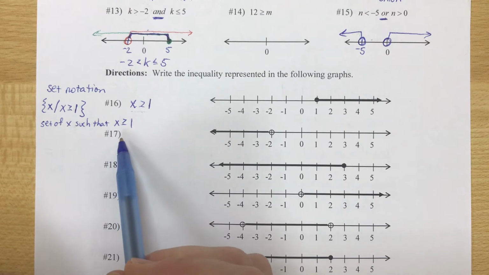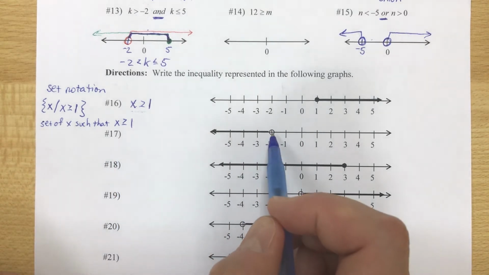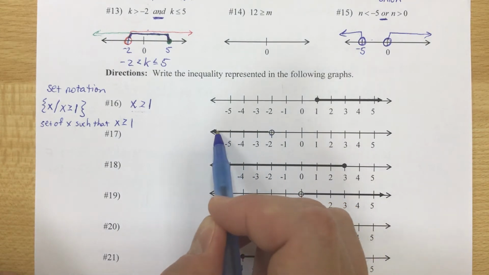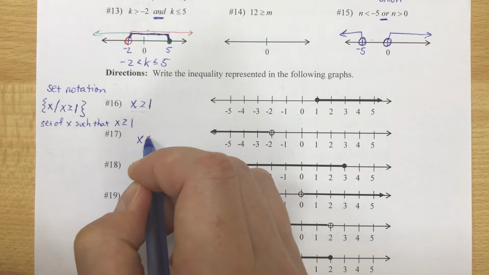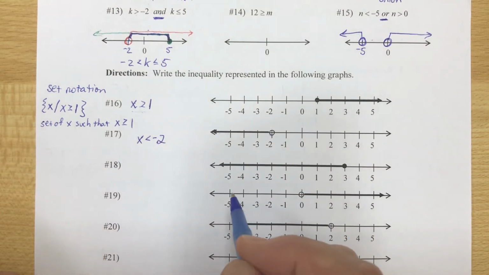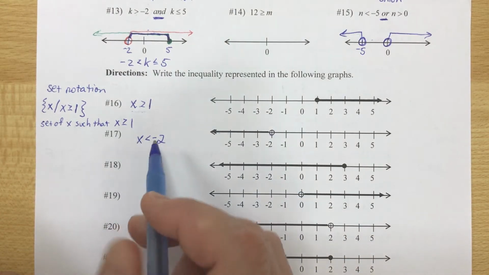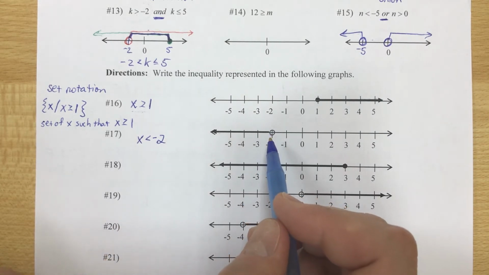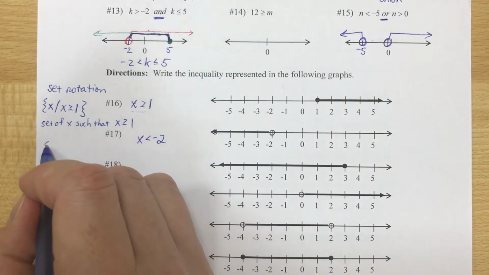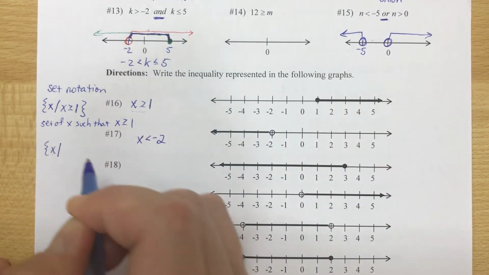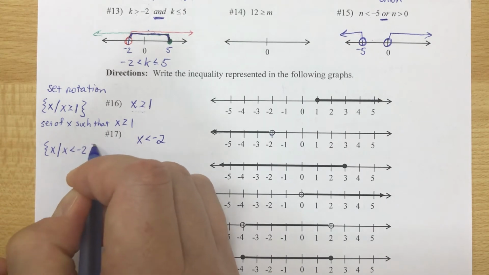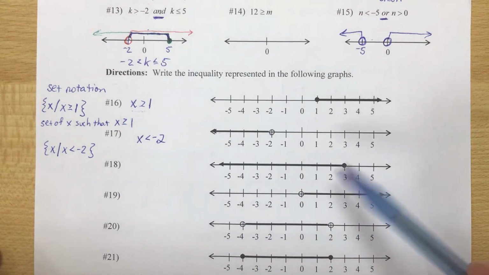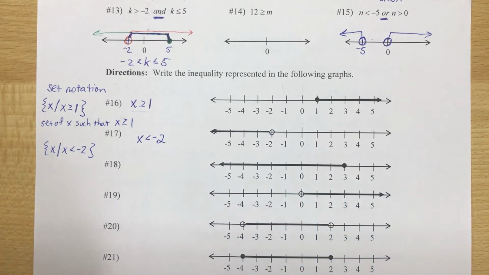All right, let's do some examples here. 17, open circle at -2, and notice that we're shading to the left. So this would be x less than -2. Less than goes to the left. Now we don't put the equal to because it is an open circle that is not part of the solution. Or the set notation, the set of x's such that x is less than -2. Go ahead and pause and do as many of these as you can, and then we'll see if we agree.